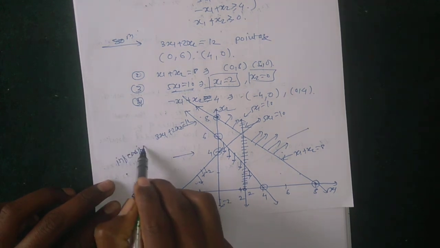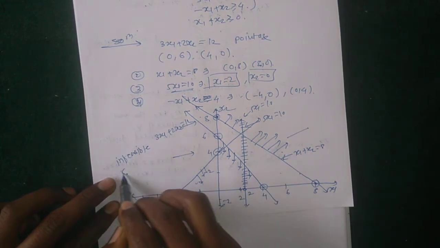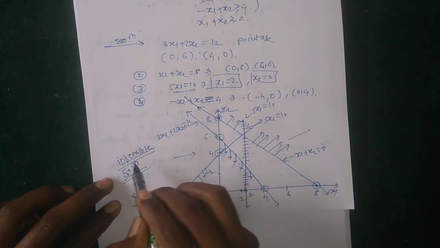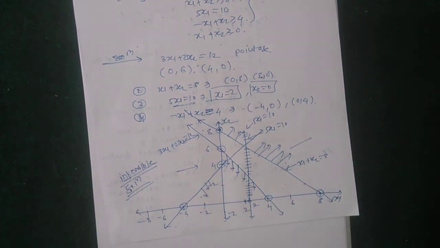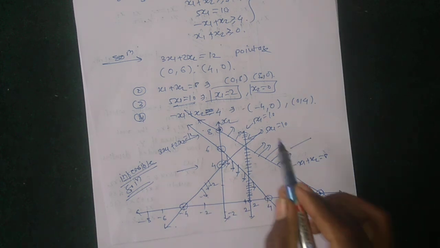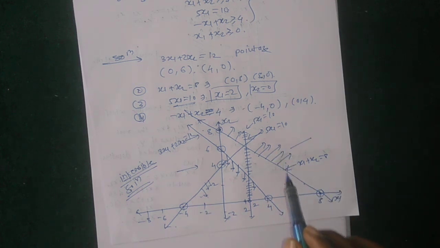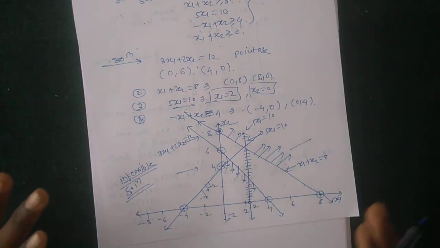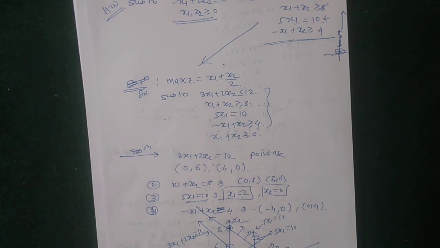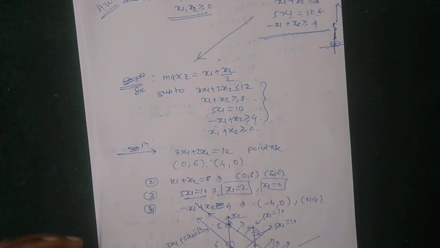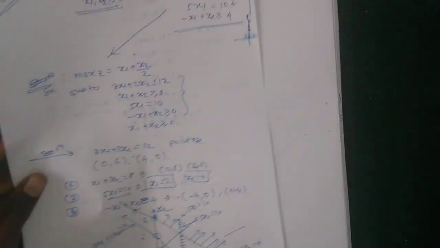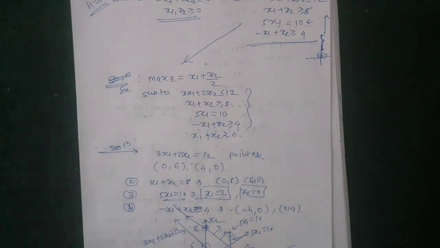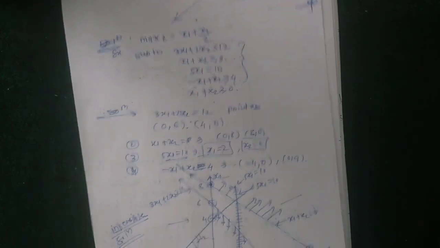Okay, so write in words: given LPP has infeasible solution. Why infeasible solution? In this way, there is no common solution where we satisfy all constraints simultaneously, and therefore given LPP has infeasible solution. Okay, so here chapter is completed. Next method is simplex method. We have to discuss in next lecture. Okay.